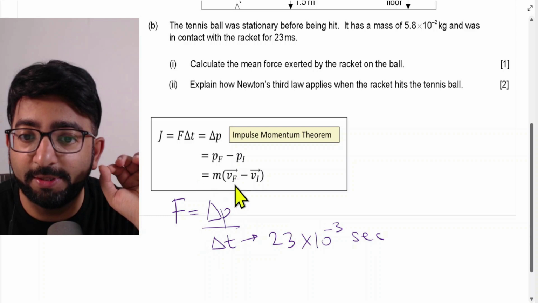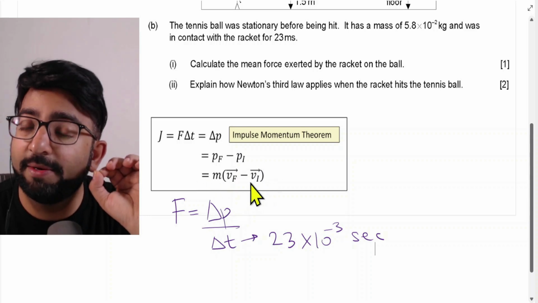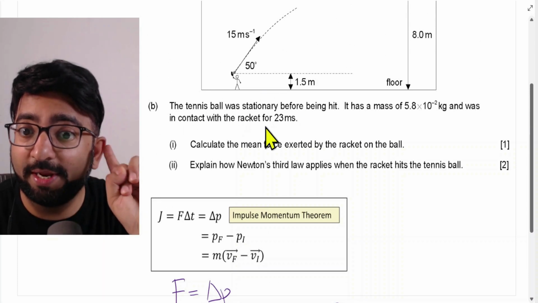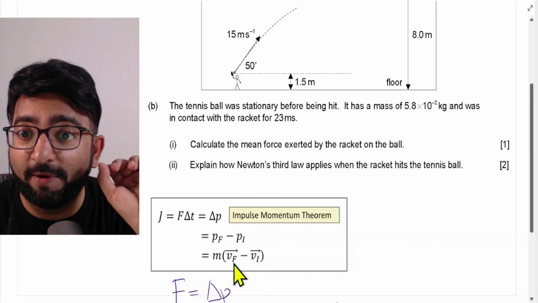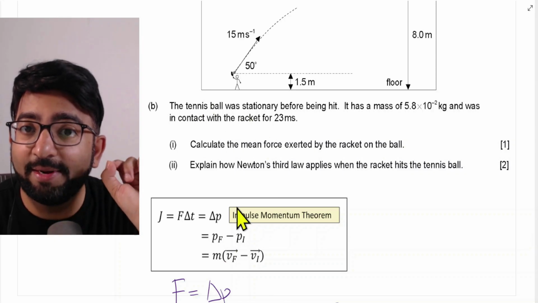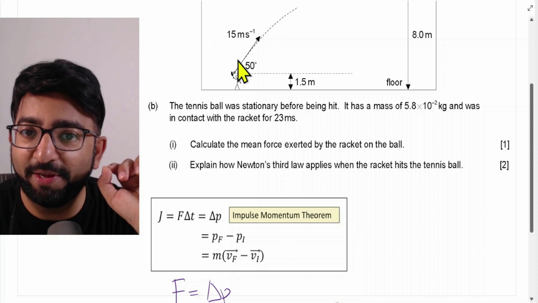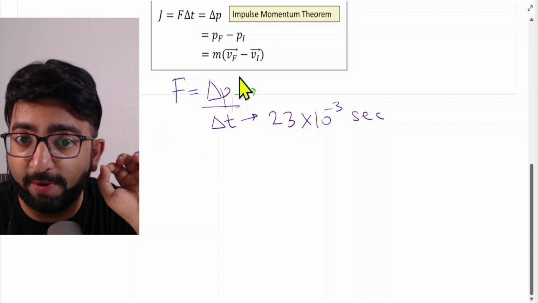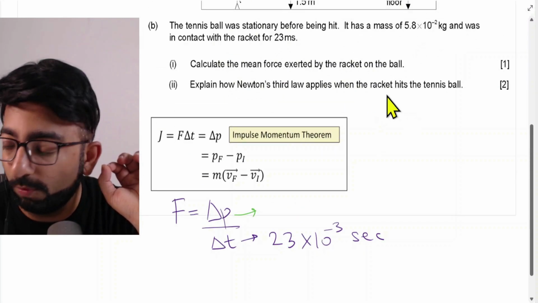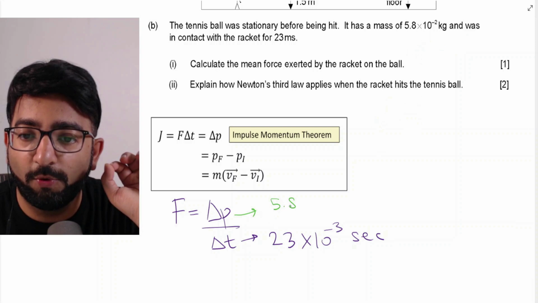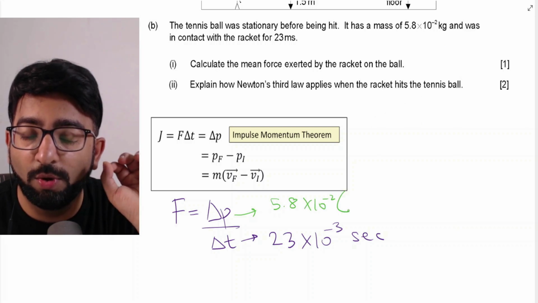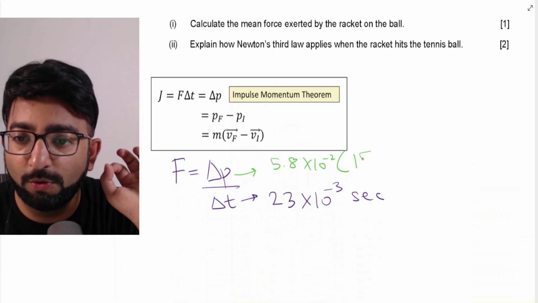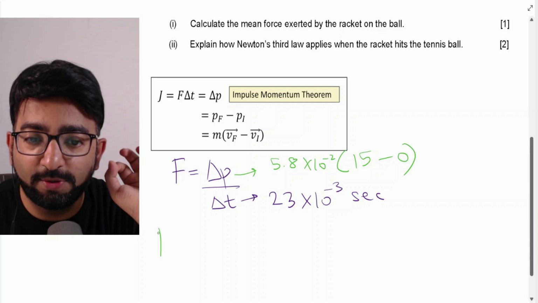Now change in the momentum is m into final velocity minus initial velocity. Initial velocity is 0 since the tennis ball was stationary before it was hit. And the final velocity after the racket hits the tennis ball is 15. So let us put all the values in. For change in the momentum, we will write m into v final minus v initial. Mass is 5.8, let's write this down: 5.8 into 10 to the power minus 2 multiplied by final velocity 15, initial velocity being 0. So 15 minus 0. And let's try to simplify this.